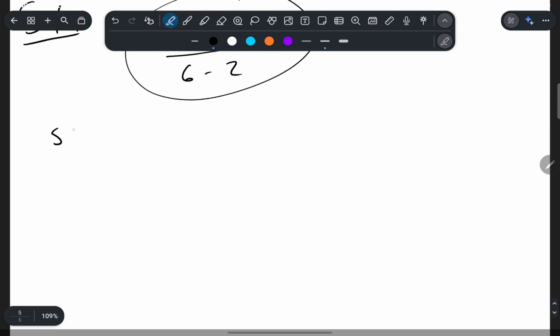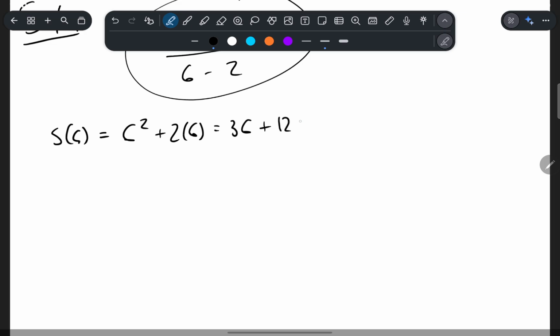So we first want to plug in s of 6, right? So we have 6 squared plus 2 times 6, equals 36 plus 12, which equals 48.